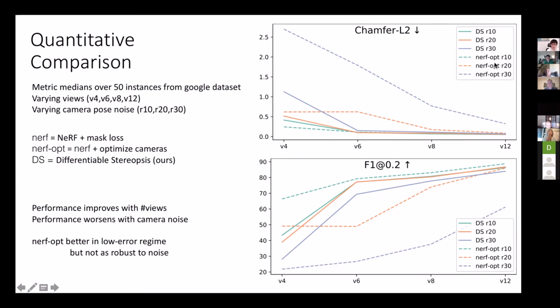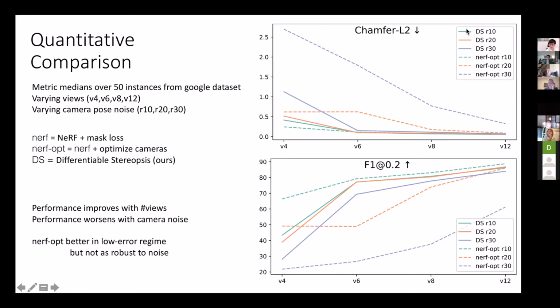And this is a variation of NeRF called NeRF-opt, where in addition to doing the usual NeRF thing, you're also trying to optimize for the camera. We have three curves here, R10, R20, R30. These refer to the amount of noise in the camera pose. 10 means that it's perturbed only a little bit, and 20 means there is much greater noise, so it's like plus or minus 20 degrees, plus or minus 30 degrees. So what do you expect?